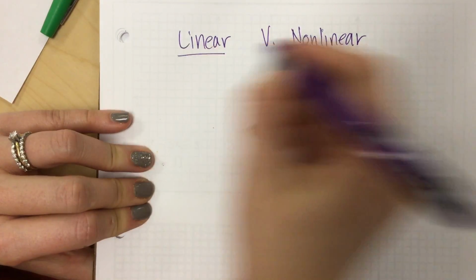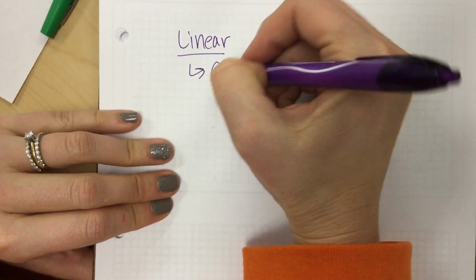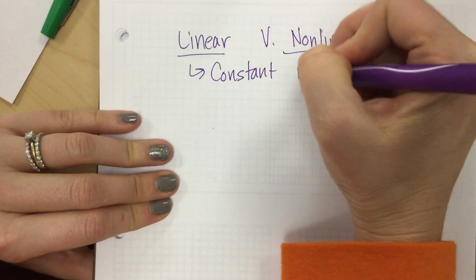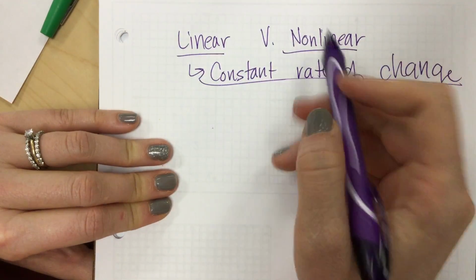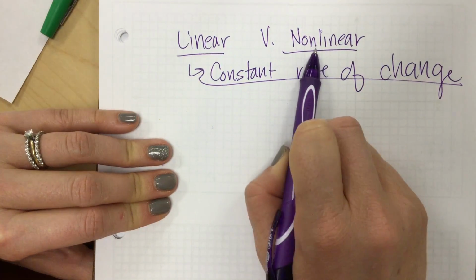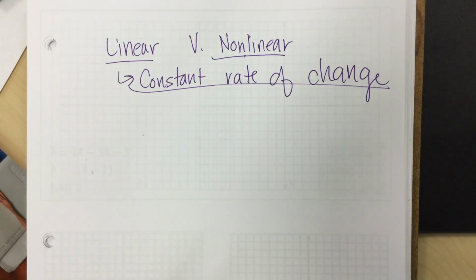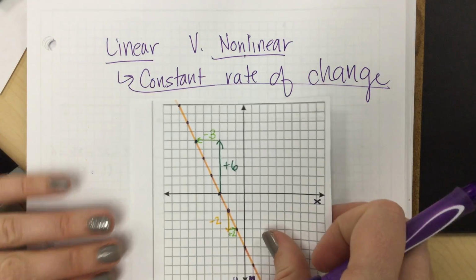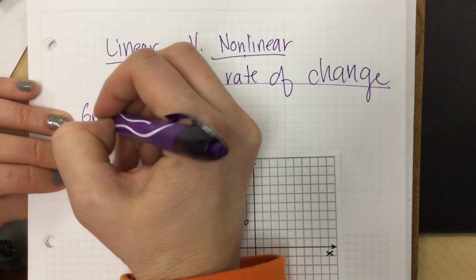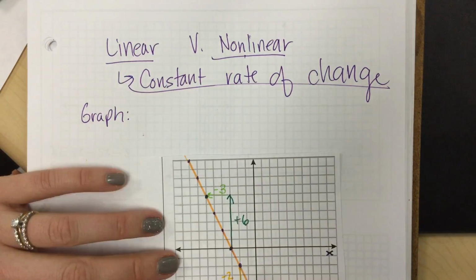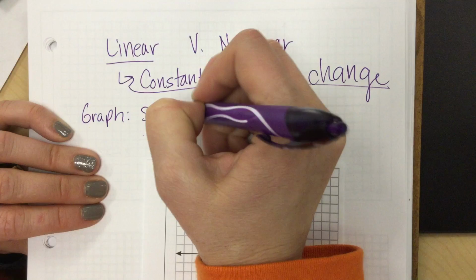If we want to determine if something is linear versus nonlinear, we have to look for a constant rate of change. That's our ticket, okay? If it is not linear, it will not have a constant rate of change. All right, so when we look at this on a graph, it looks like a straight line. So on a graph, as long as the X and Y axis is set up properly, it will look like a straight line.